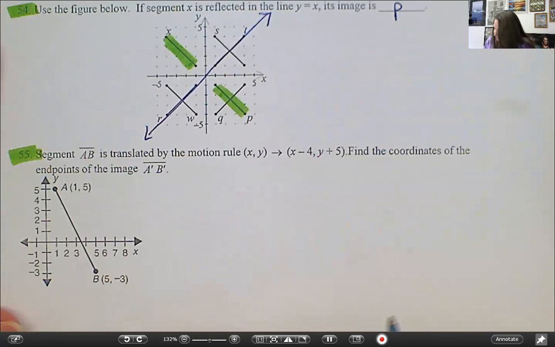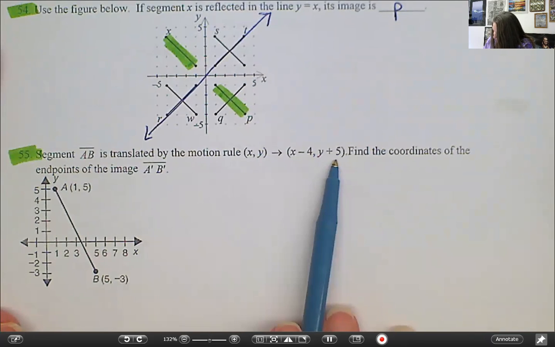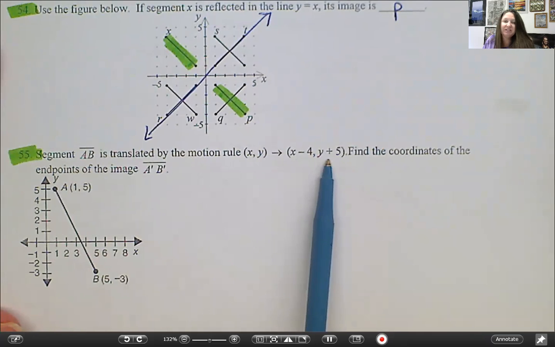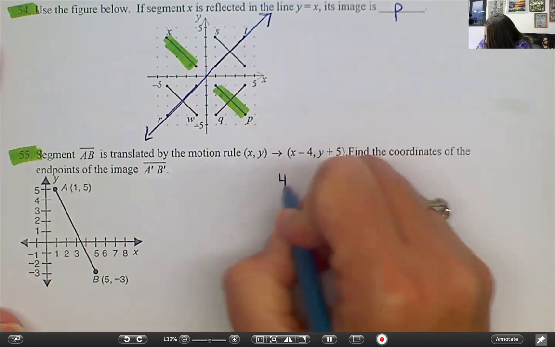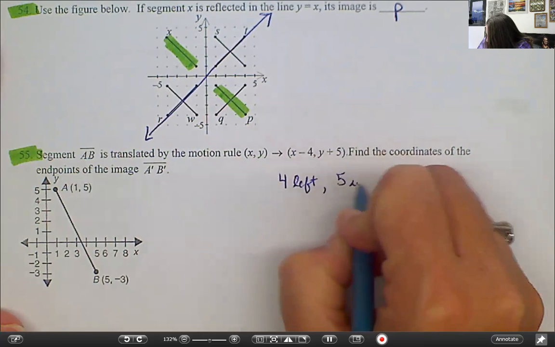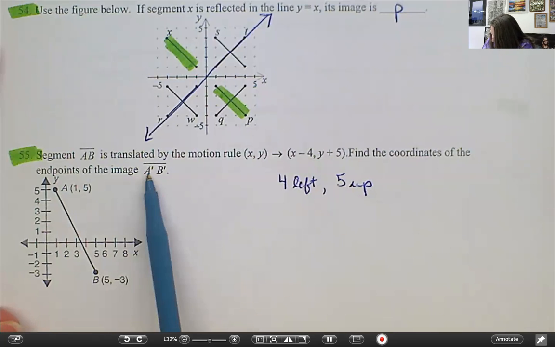Okay, and then 55, this is going to be a translation here, and I'm going to move my figure x minus 4 and y plus 5. So this means it's going to move 4 units to the left and 5 units up if I look at how that coordinate rule is written. And then I want to know what the endpoints of A prime, B prime are going to be.